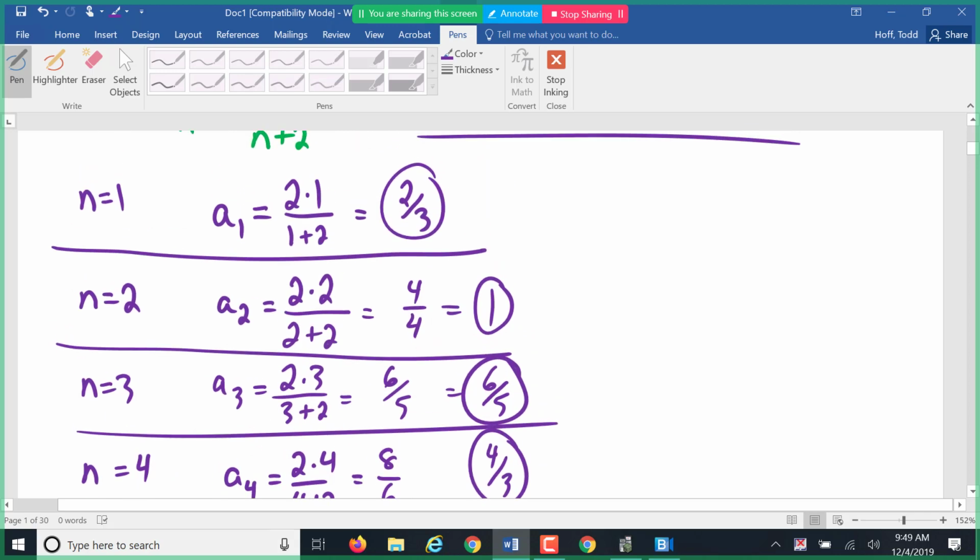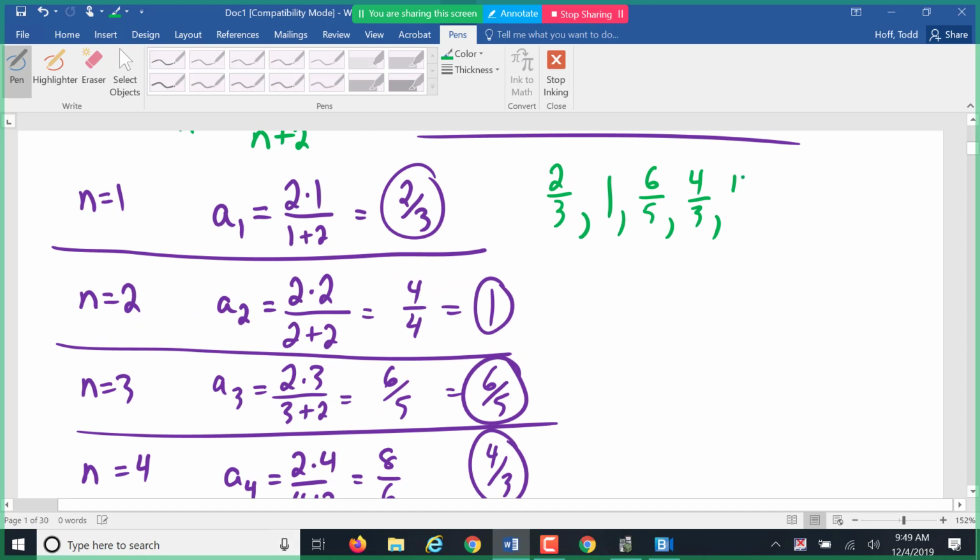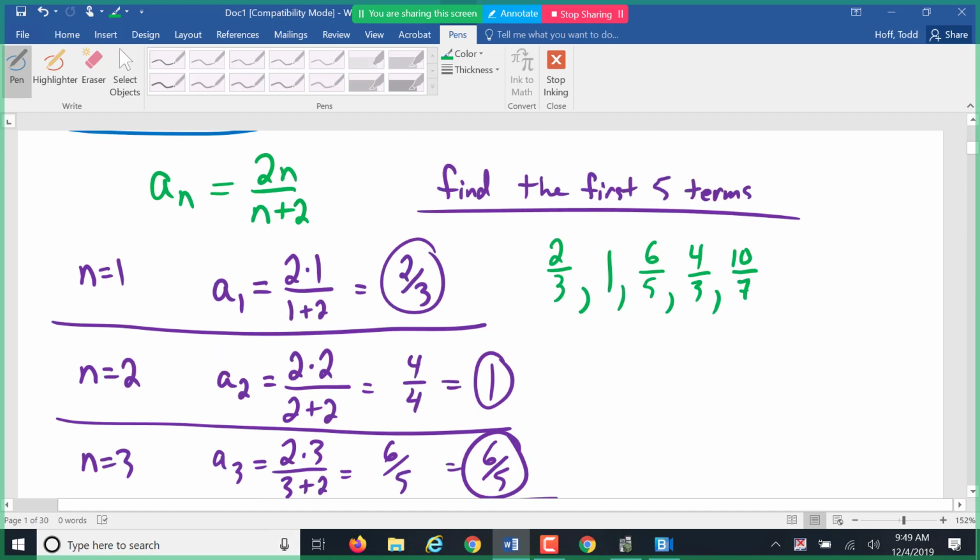So we would express this answer, the first 5 terms, as 2/3, comma 1, comma 6/5, comma 4/3, comma 10/7. That is the first 5 terms of that sequence.